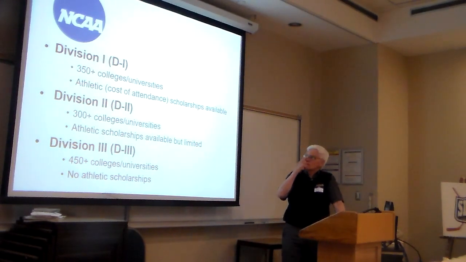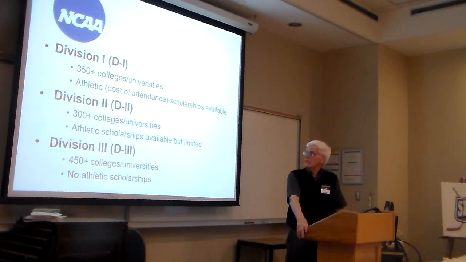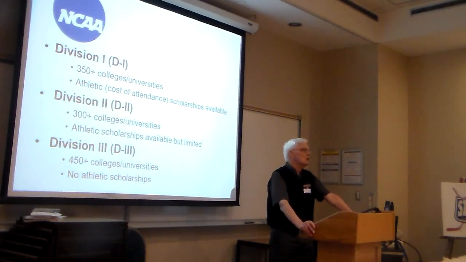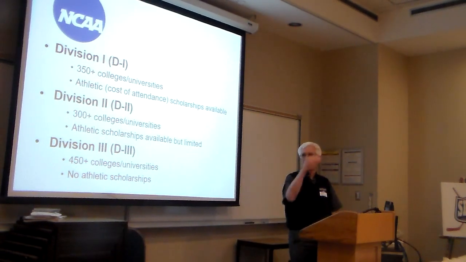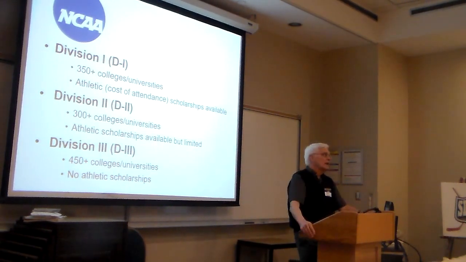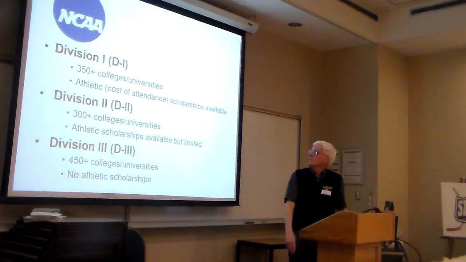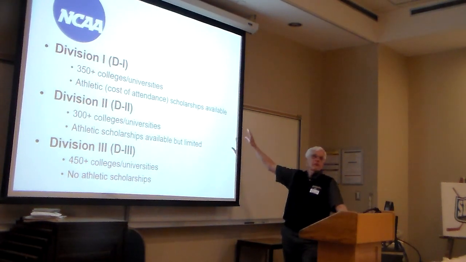Well, basically Division I, or D1, has probably about 350 colleges and universities. A university will designate where they fit. Division I will have athletic scholarships available. They will cover the cost of attendance, and I'll explain that in a little while.